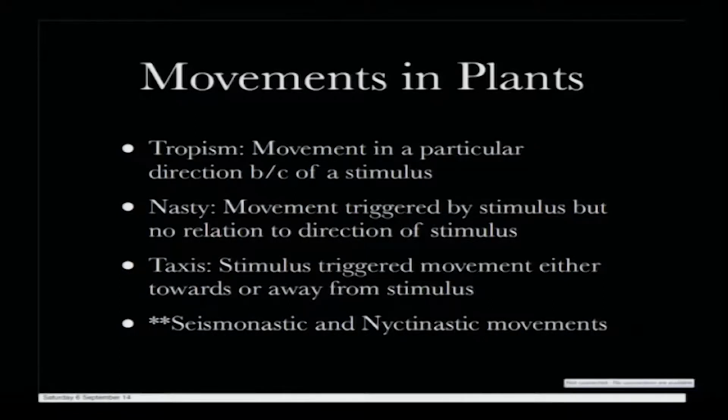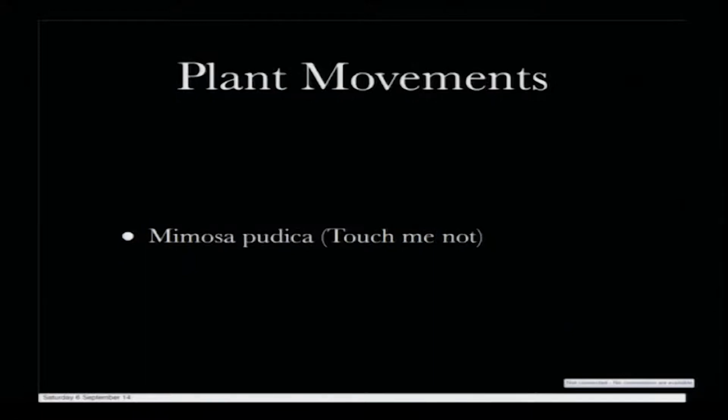You can always imagine that there are certain rudimentary electrical impulses getting generated, a rudimentary nervous system which is functional out there. So, based on these four movements, towards or away from the stimulus, or irrespective of the directionality of the stimulus, we will be talking about seismonastic and nictinastic movements. This is our example that we are going to deal with, Mimosa pudica, or touch me not plant.